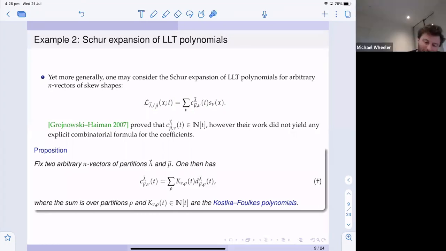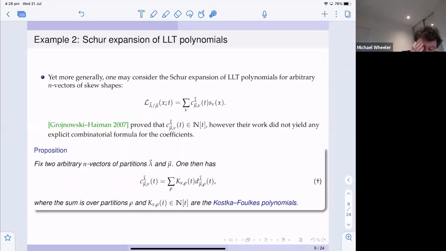All right, so these are going to be polynomials in t with non-negative integer coefficients. And this was actually proved in a paper by Grojnowski and Haiman from 2007. But their proof was not constructive, as was discussed yesterday. So the proof did not yield any explicit combinatorial formula for those coefficients.